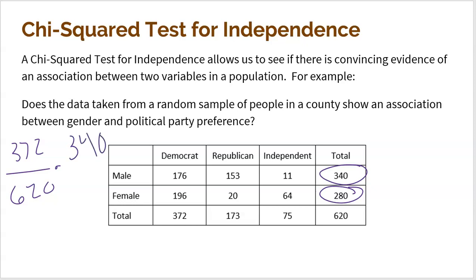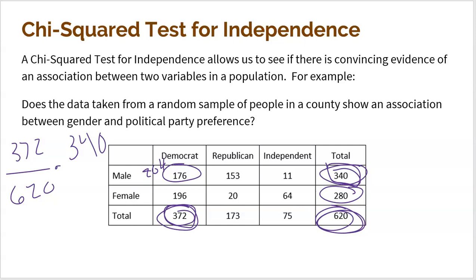So there's your formula, right? So right here, the Democrat males, that's what I observed, 176. The expected would be column times row divided by grand total, right? And again, it should all make sense. So I'm going to take 60%, times that by 340, and there should be 204 males that are Democrats. You're like, whoa, wait a minute, my observed value is way less.